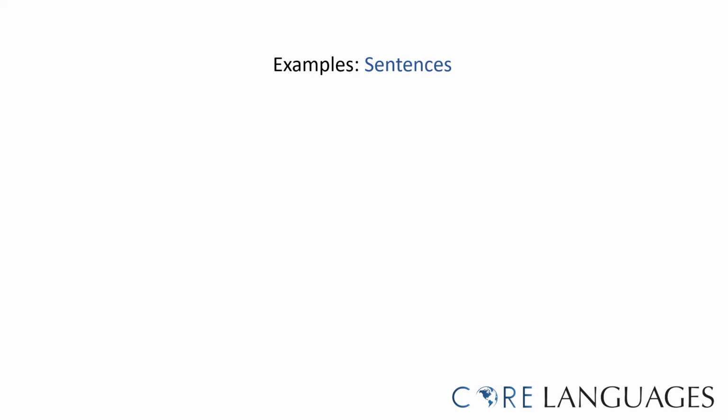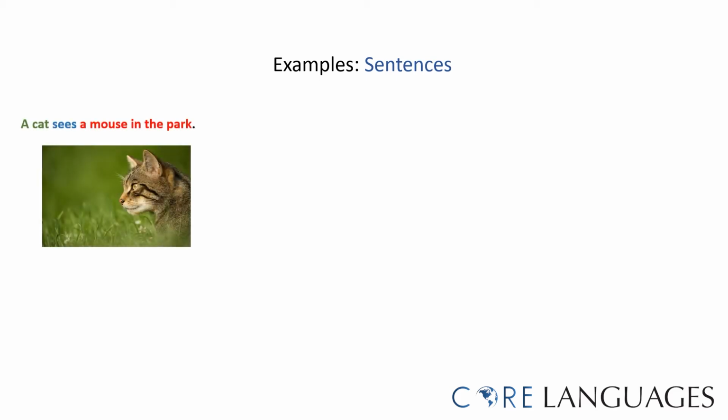Here are some more example sentences. Try to read along and see if you can identify the different elements of the sentence. A cat sees a mouse in the park. A cat is the subject in the sentence, sees is the verb, and a mouse is the direct object in the sentence. In the park tells us where.